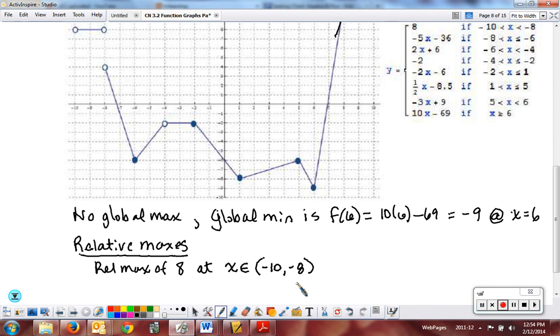All right, and let's actually do all relative maxes and mins. If I go left to right, I can hit them all. Does that also have something to do with relative mins? Because not only is there in this little section of the graph none higher than 8, there's nothing lower than 8. So I actually have to count that as a relative min of 8 at x element of negative 10 to negative 8.